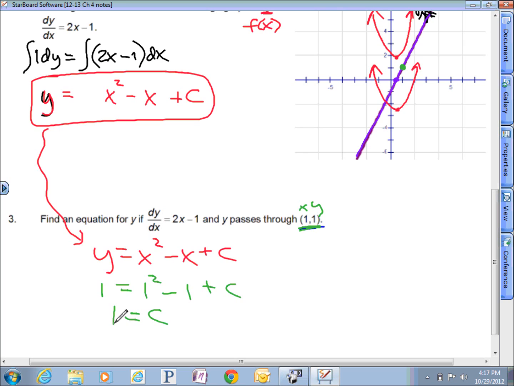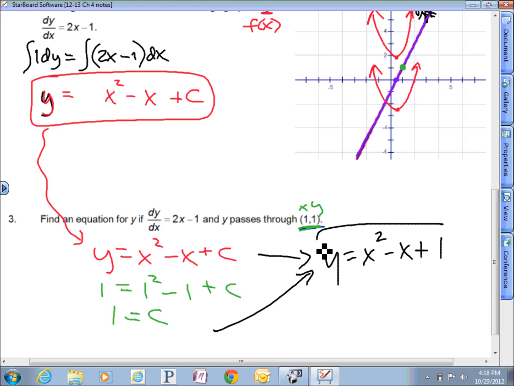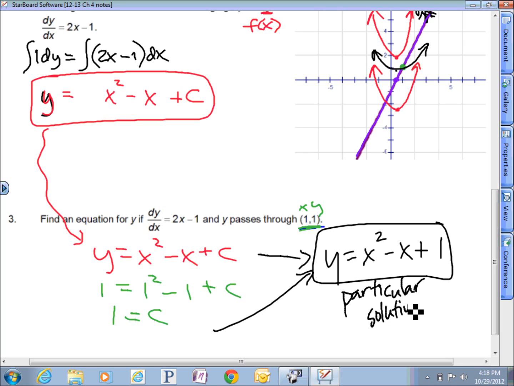Well, what does this mean? That means that this graph that I'm messing around with, this particular solution, combining this information with this information, y equals x squared minus x plus 1, would be my particular solution that I'm looking for that would hit my green dot and have my minimum in the right spot. The black graph would be what we call a particular solution to the differential equation. Why is it particular? Because we have a specific c value.